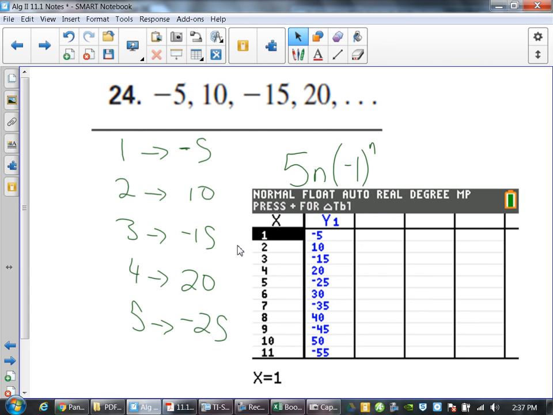And it's a lot of messing with the calculator, playing around with the order of operations, making sure you have your parentheses in the right place. I forgot my parentheses. Yes, sir?